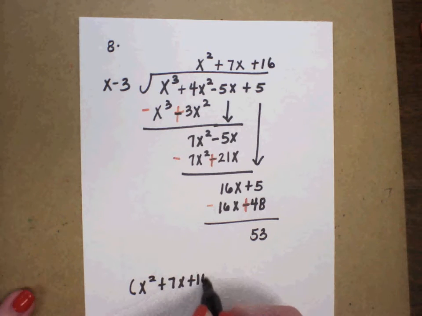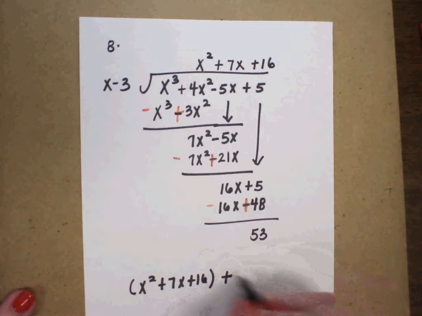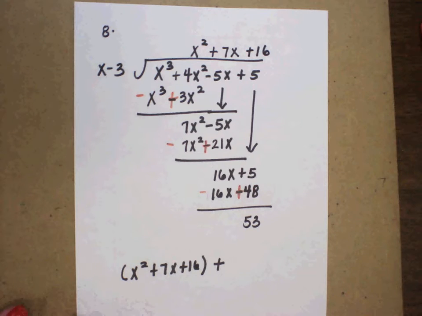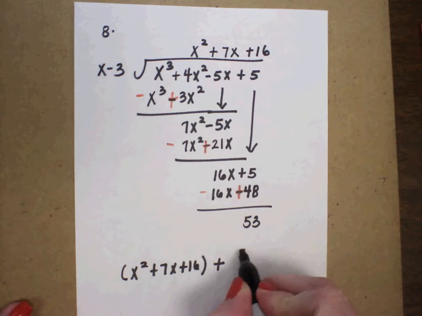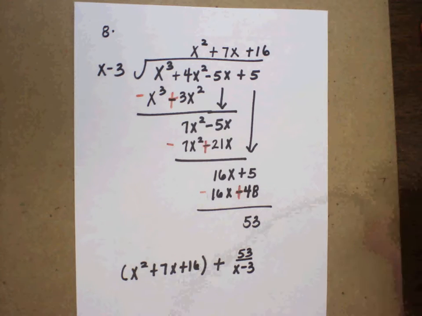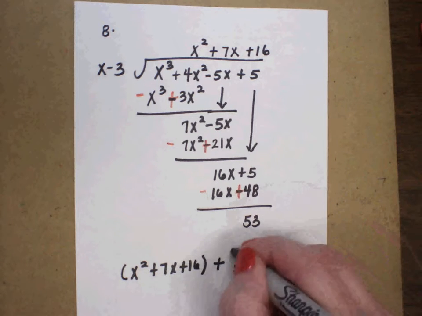Because we have a remainder, so we got to do that plus, right? What's my fraction? There you go. 53 over x minus 3. You don't have to add the parentheses. I add them just to keep them together, but you really don't have to.